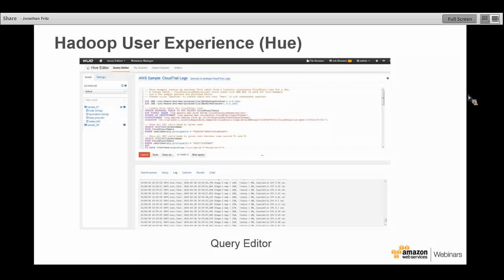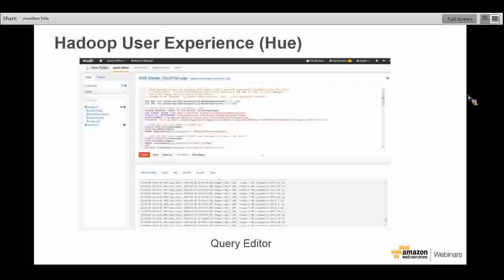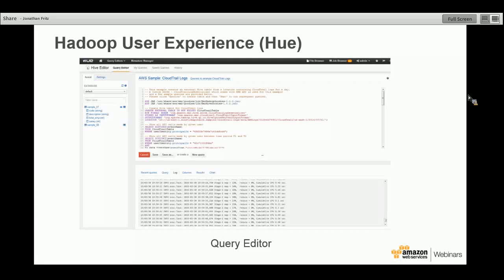Actually, we can go back. Currently, we support Hadoop MapReduce, Pig, and Hive, which are higher level abstractions over Hadoop MapReduce, and we'll go through that in a minute. Impala, which is a fast SQL query tool, HBase, which is a NoSQL database, and Hue, which is a UI for some of these applications.